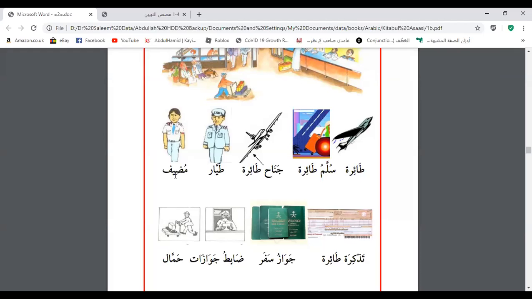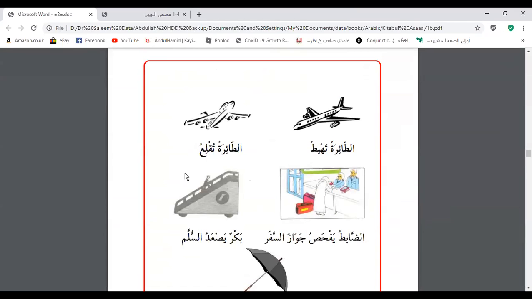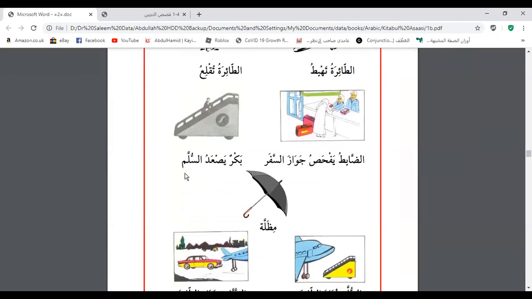ضابط is officer. حمال, the one who carries the weight, porter. الطائرة تهبط. هبط يهبط means to land, to go down. الطائرة مبتدأ. تهبط is fil with complete sentence and it becomes خبر. الطائرة تهبط. The plane is landing. الطائرة تقلع. قلع أقلع يقلع means to deroute actually, but here it means to depart because the wheel of the plane gets derouted, detached from the ground. So الطائرة تقلع, pulled out, means is taking off.